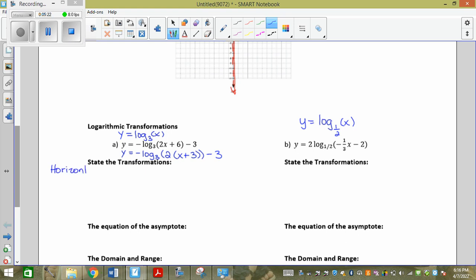We have a horizontal stretch by a factor of 1/2, because it always flips, about the y-axis. We have a negative in front, so we have a reflection in the x-axis.